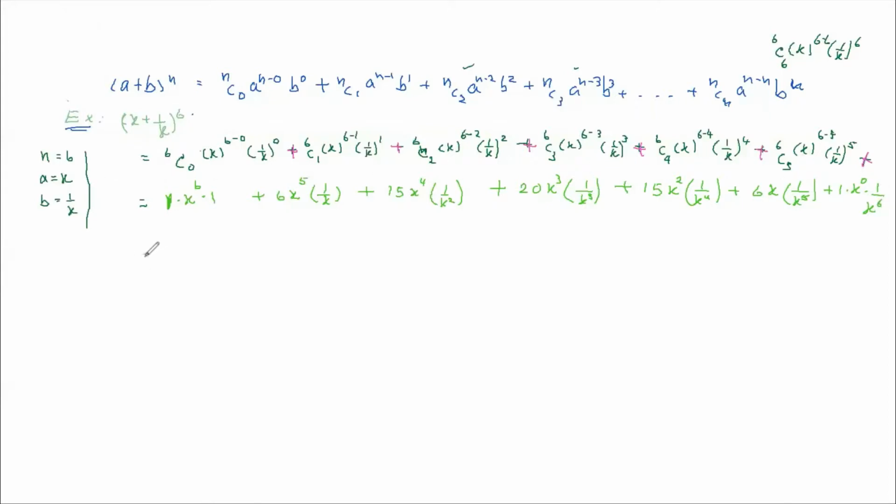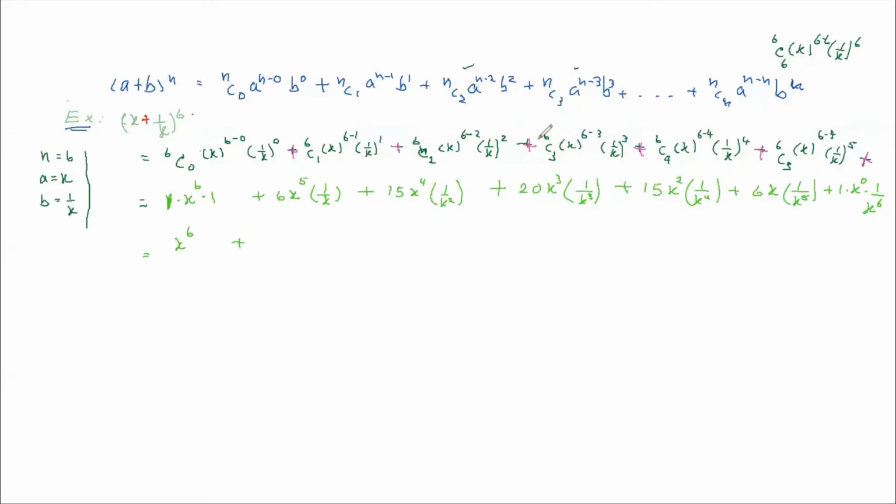Now we simplify. 1 times x power 6 times 1 becomes x power 6. Plus, right? Because every term is going to have a plus sign, because of this one. Because both a and b are plus, every term that comes out should be a plus sign, no minus sign.